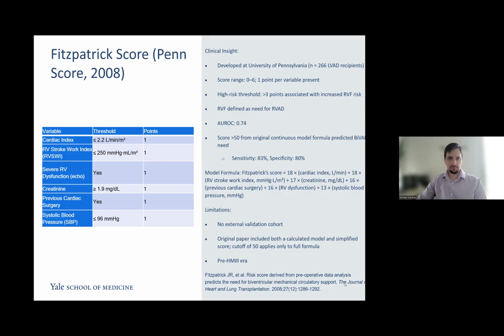And the score greater than 50 predicted RV failure post-implant with a sensitivity of 83% and a specificity of 80% in their original publication. There wasn't an external validation cohort that I saw for this one at the time that they created it. And of course, it was also pre-HeartMate 3.